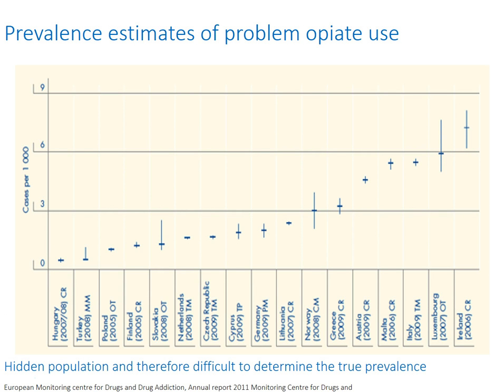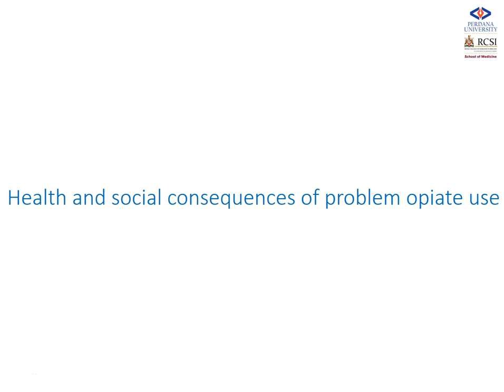This is a look at prevalence estimates of problem opiate use. And you can see that there's been a steady rise. On the left-hand side is the number per thousand, and on the bottom axis are different publications in different years, maybe from 2007 onwards. You can see that there's clearly been a steady rise in the number of people who have problem opioid use.